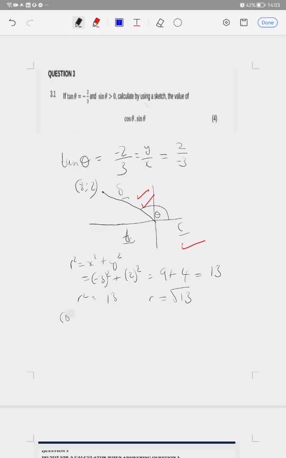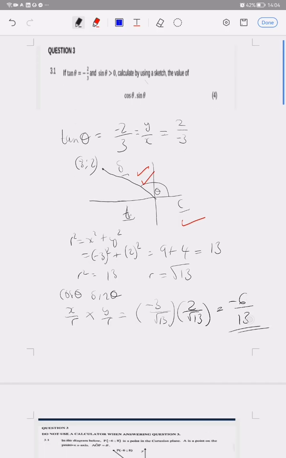So I have cos theta times sine theta. What is cos theta? Remember, cos theta is x over r. Sine theta is y over r. So this becomes, what is my x? It is negative 3 over square root of 13. What did you get for y? It's 2 over square root of 13. So we'll get negative 6 over 13. So that will be our answer for this problem.